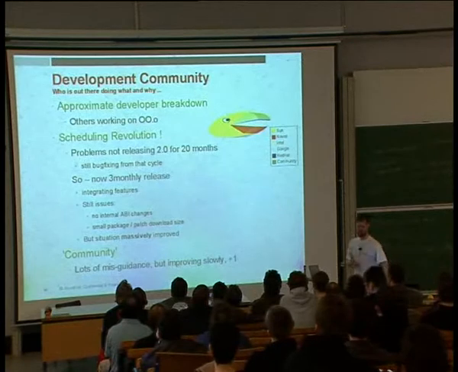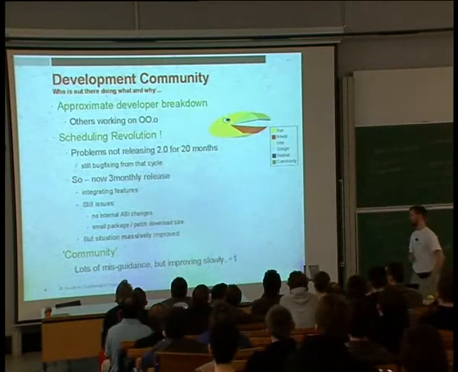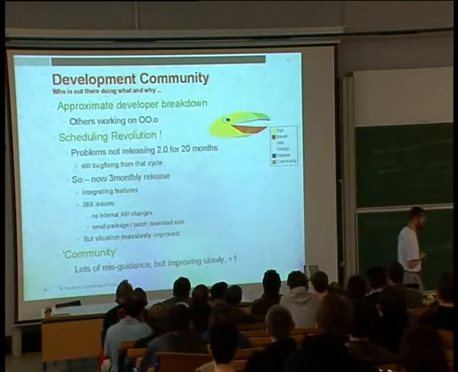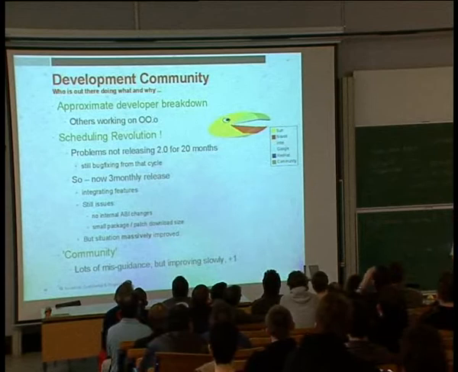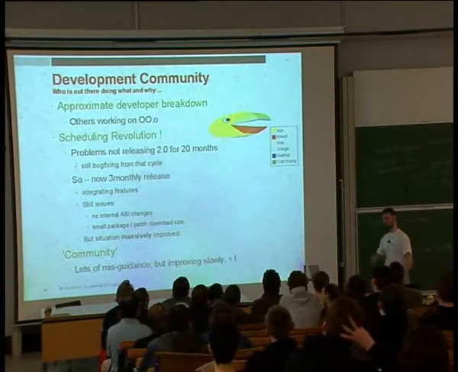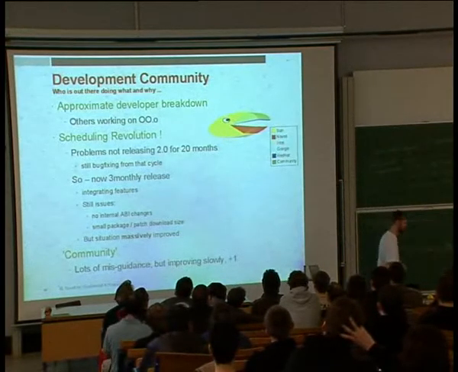There's a scheduling revolution. Occasionally, I've been very downbeat about this, but it's really positive. We've got the scheduling right. There was something like a 20-month gap between OpenOffice 2.0.1.1 and 2.0. 20 months. Nearly 2 years. And when we shipped, it was pretty buggy as well. So, I mean, it's not like we were making it perfect either, you know?